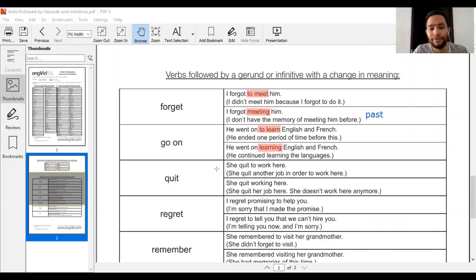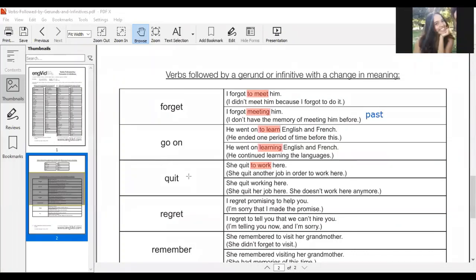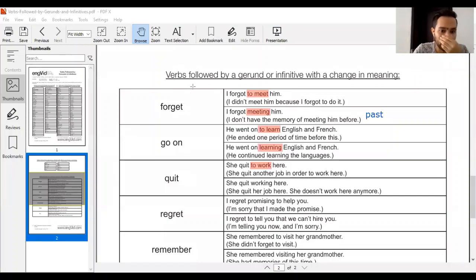Here we got the following. She quit to work here. Here we have work. By the way, what is the meaning of the word quit? Can you tell me? What is quit? Como dejar. Renunciar, dejar, ¿cierto? Good, good. So she quit to work here. What does this mean? Take a look at the idea. She quit another job in order to work here.